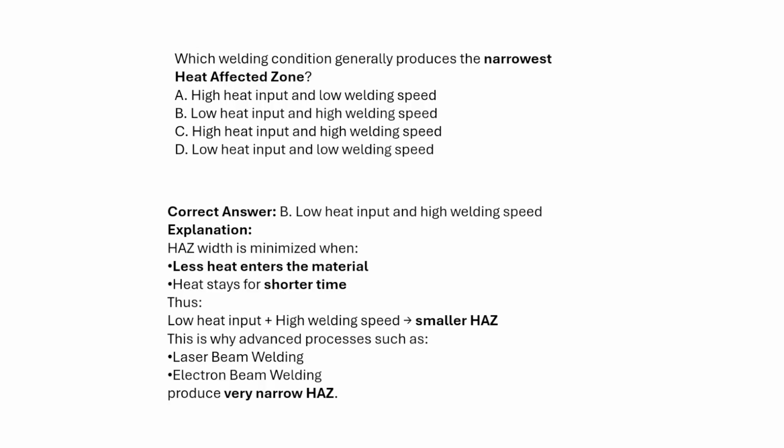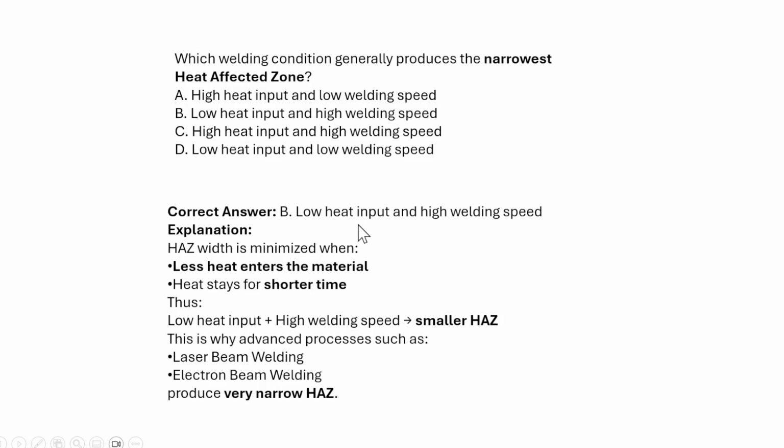High heat input and high welding speed: one increases the heat affected zone, but the high welding speed will reduce it, so it will be at a moderate level compared to A. A has the highest HAZ width, B is the lowest, and C is moderate. Low heat input and low welding speed will also come into the moderate region. So the answer will be B.